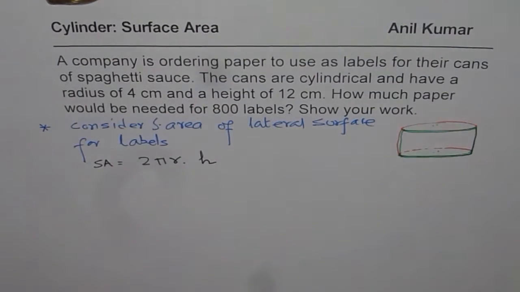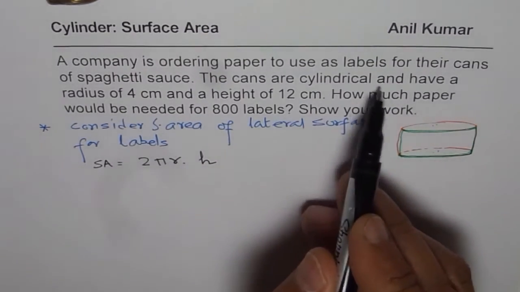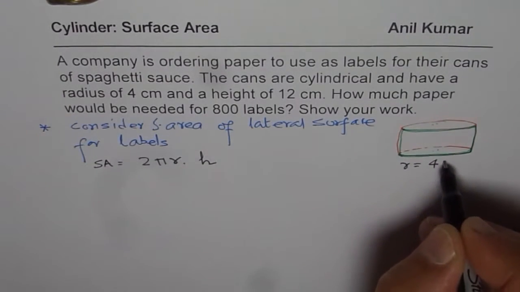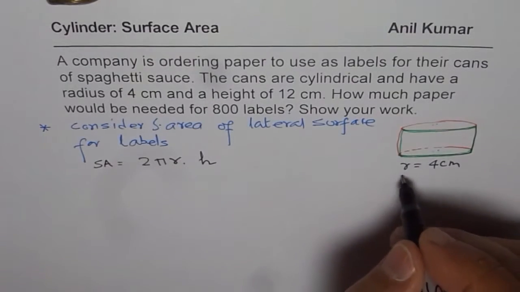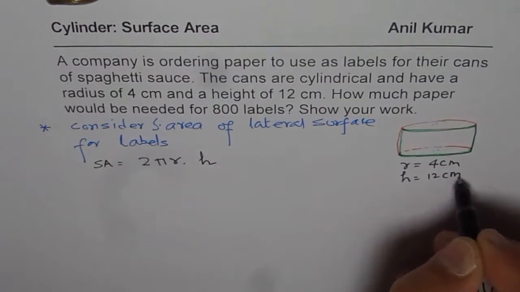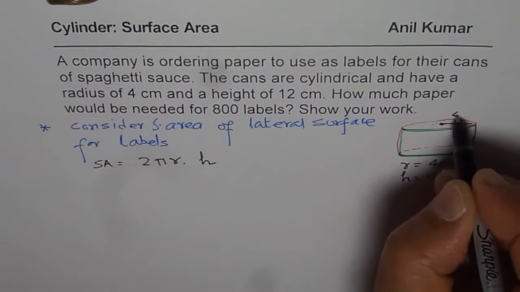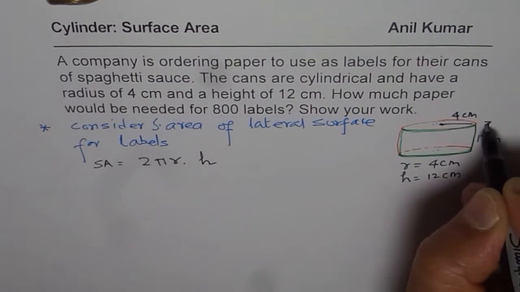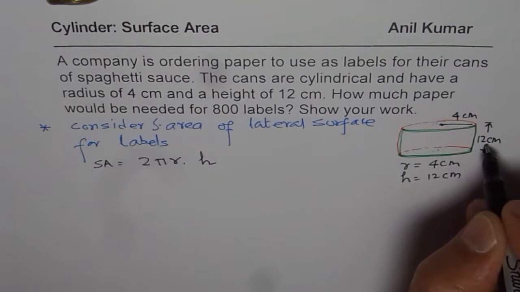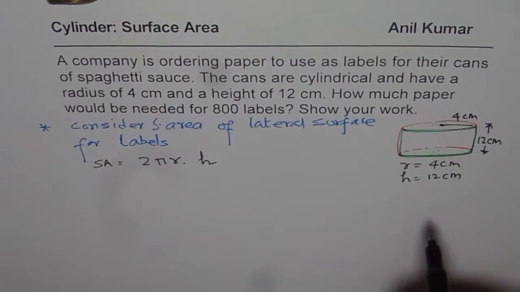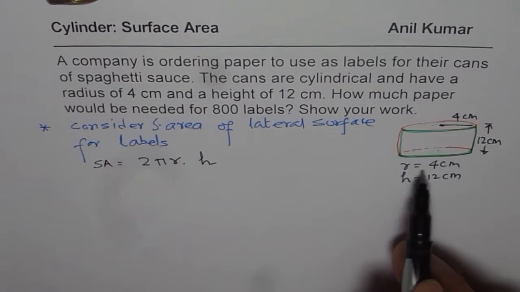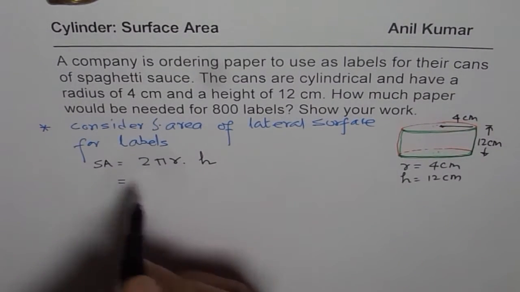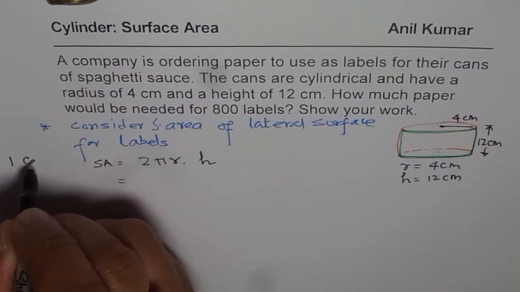Now what are we given here? The cans are cylindrical and have a radius of 4 centimeters, and a height of 12 centimeters. So this is 4 and this is 12 centimeters, right? It doesn't look like it is 3 times bigger, but okay, fine. So we have the radius and the height. Let's substitute these values. So this is the surface area of one can.